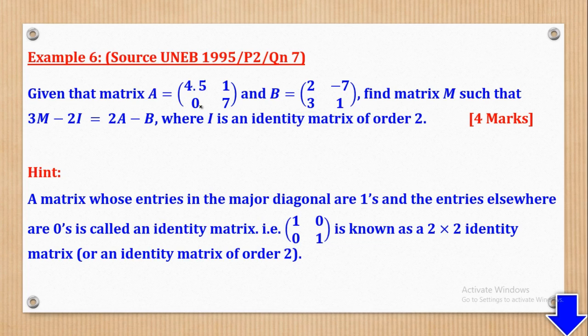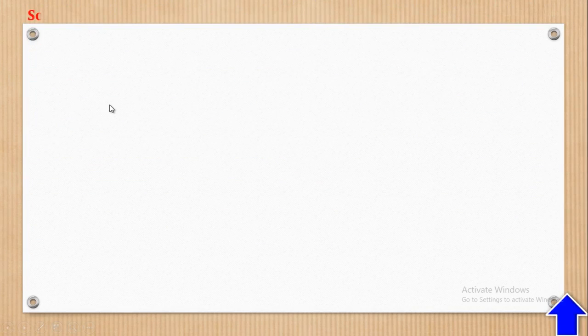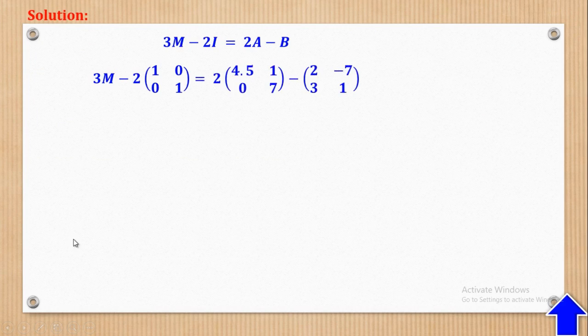So now that you have known what an identity matrix is, we can now answer our question. The first thing to do is to state what is given. So we are given that 3M minus 2I is equal to 2A minus B. So next is to substitute. The M is what I'm looking for. I is an identity matrix, which we have seen as 1, 0, 0, 1. So always, as long as they say identity matrix of order 2, just know that it is 1, 0, 0, 1. Then A is that, B is that.